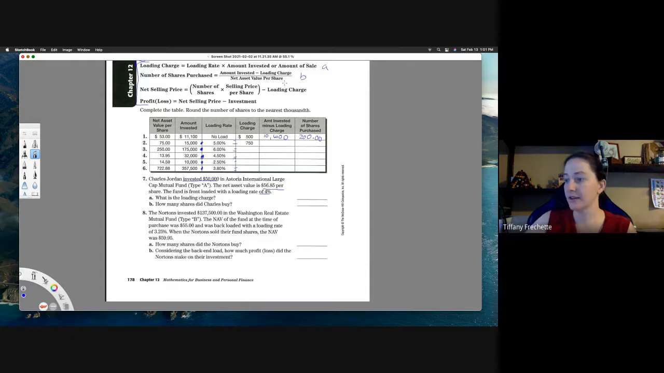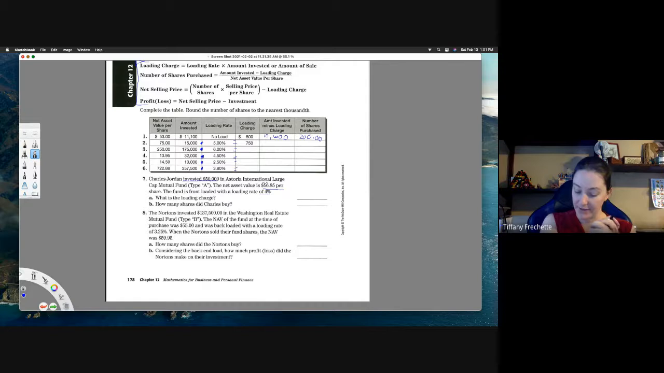And let's see if I keep going here. So number 8, the Nortons invested $137,500 in the Washington Real Estate Mutual Fund Type B. So remember, that means backloaded, Type B. The NAV, remember, it's up above the formulas there, but NAV stands for net asset value. So they're using that instead of the words.